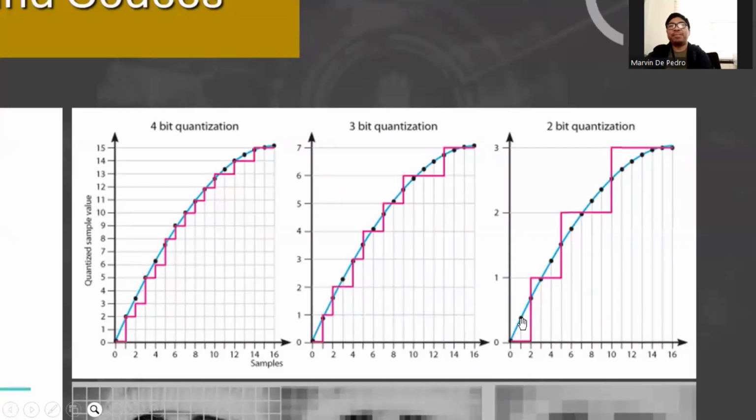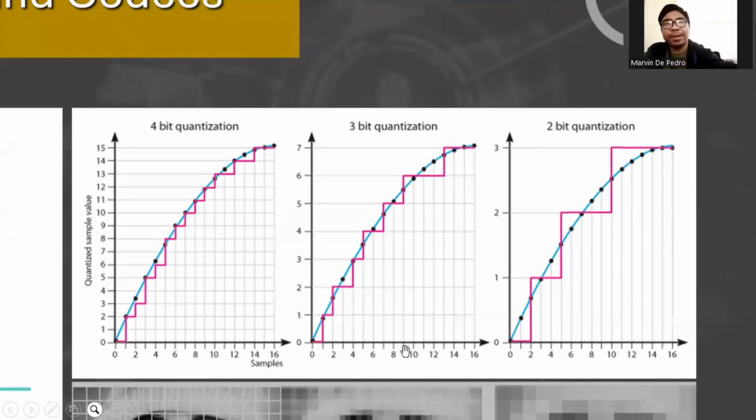So for example, this one will be considered 0. This one is considered 1. This one is still considered 1. This one considered as 1. Okay. This point is considered 2. This point is also 2. This point also considered as 2. This point considered as 2. And here considered as 3. And so on. So that's quantization.